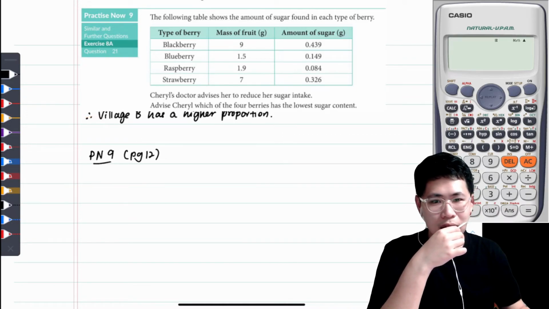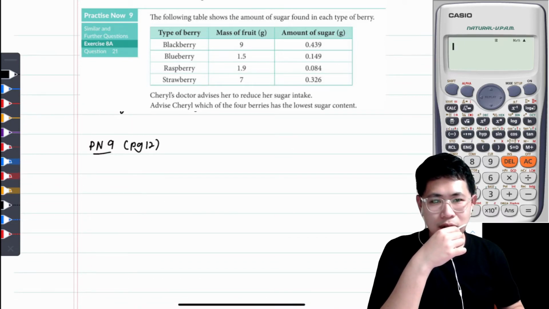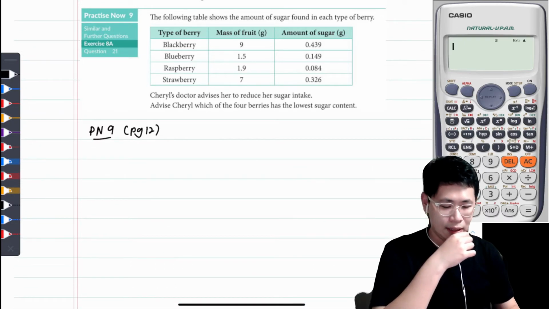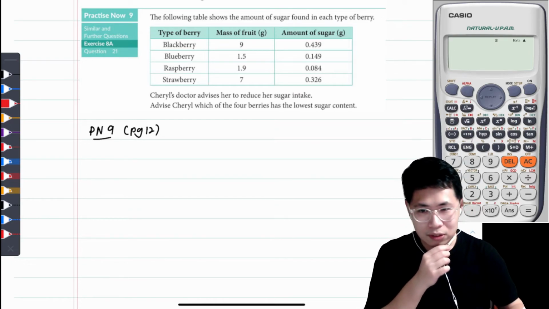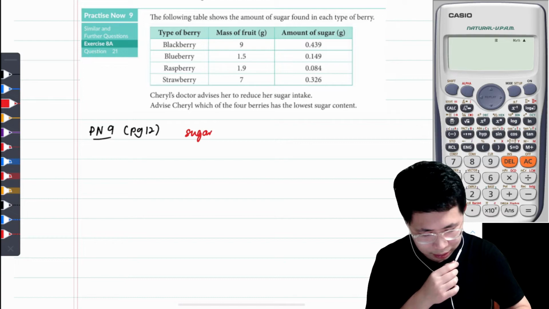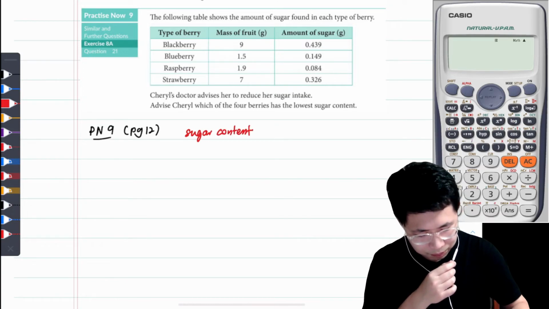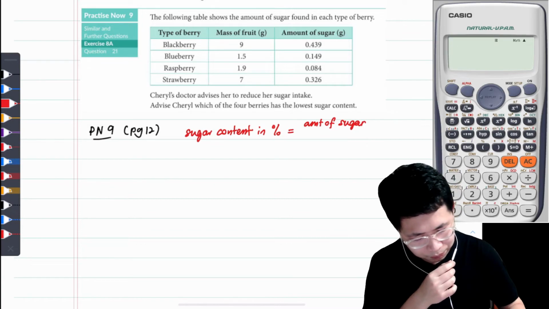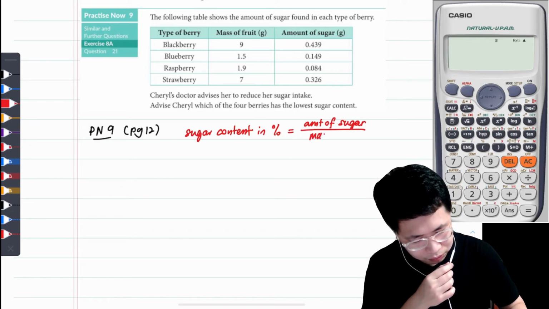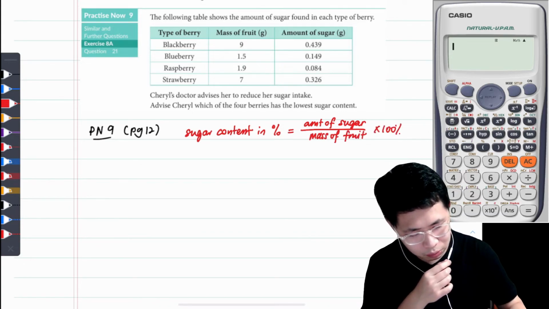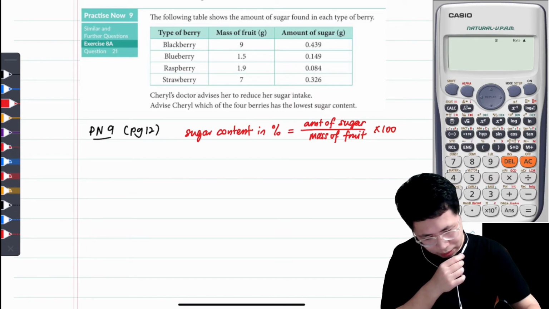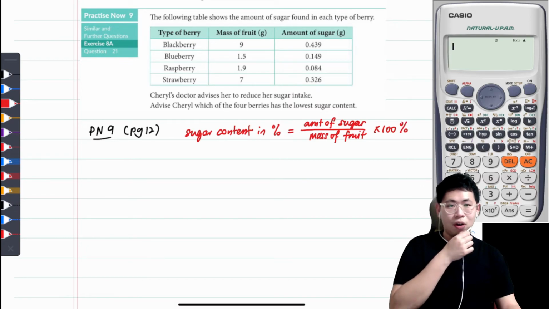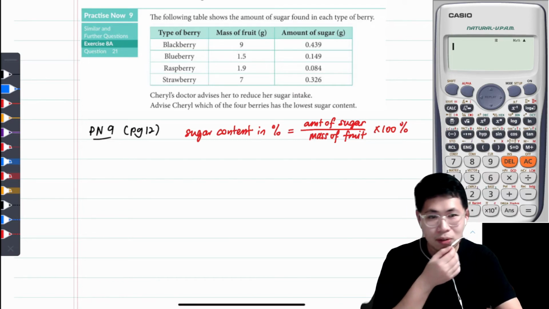So we just need to calculate the proportion of sugar in each berry. It's just the sugar content, in percentage. It's just the amount of sugar divided by the mass of the fruit, and then we multiply by 100 because that is what we want as compared to the total thing that is given there. So let's look at the calculation.